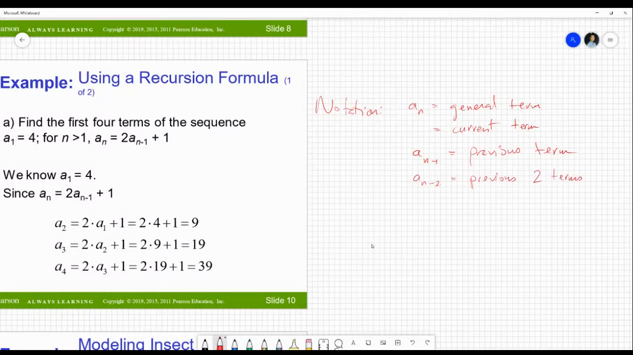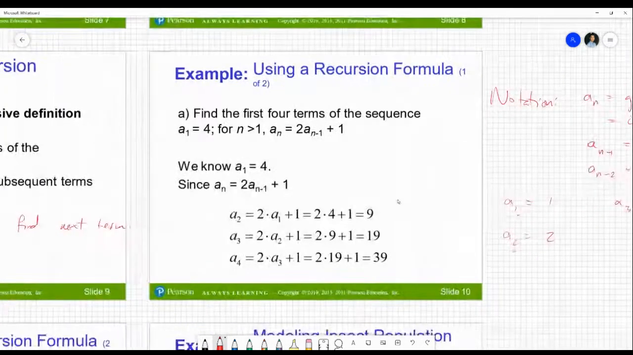So for example, if I have a_1, a_2, let's say these are equal to 1 and 2. My next term is going to be a_3. Now a_3 is my current term. The previous term would be a_2. The previous two terms would be a_1. Depending on what the formula looks like, you may need one previous term or two previous terms. Let's see what this example gives us.